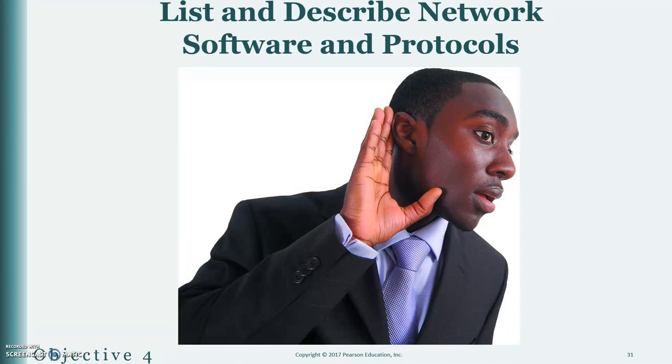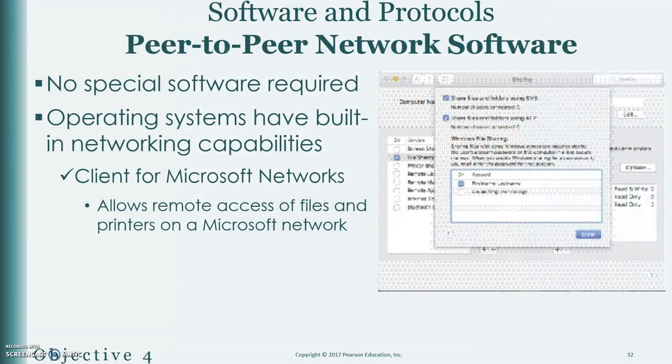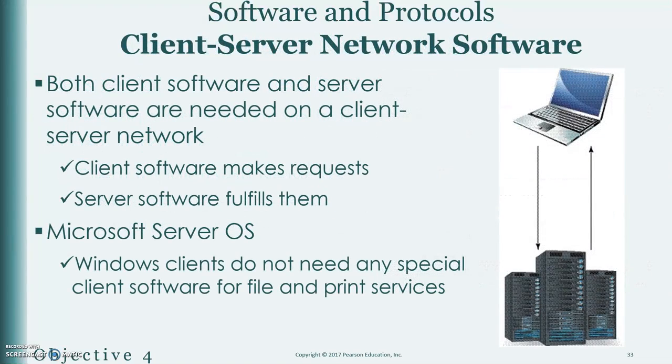Okay, so let's talk about network software and protocols used in both wired and wireless networks. There's no special software required to create a simple peer-to-peer network. Your modern desktop operating systems have networking capabilities built right in. Both client software and server software are needed on a client-server network. So if you're running client-server, you're going to have those two different types of software. The client software makes requests, and then the server software fulfills those requests.